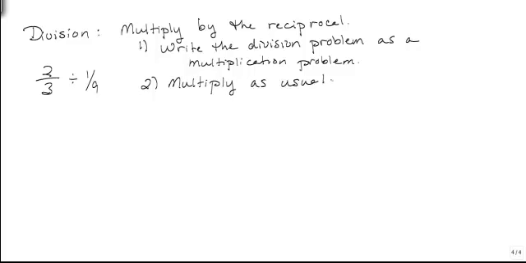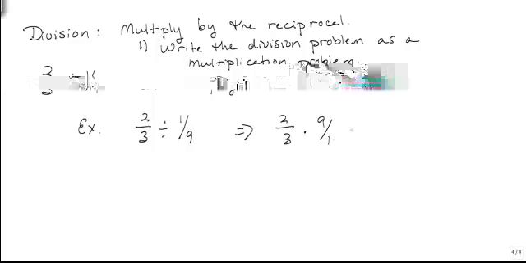So for my first example in division, I've written up here 2/3 divided by 1/9. So 2/3 divided by 1/9 is the equivalent of saying that 2/3 is multiplied by the reciprocal of 1/9, which is just flipping it over. That's what to reciprocate means, switch numerator and denominator. Now I have a multiplication problem. Those are easy. So I have 2 times 9 over 3 times 1.